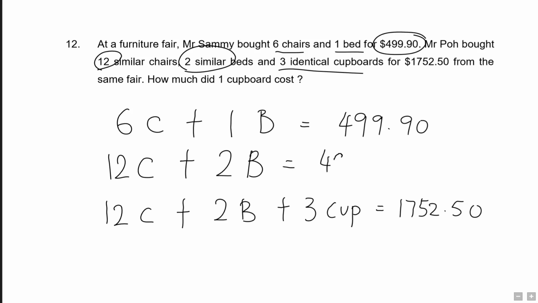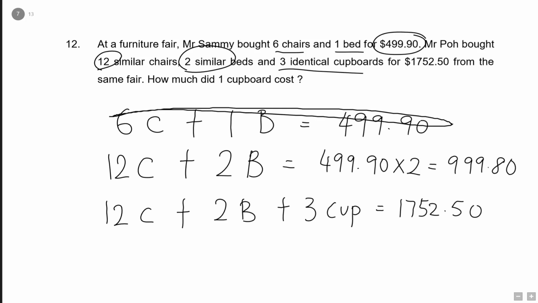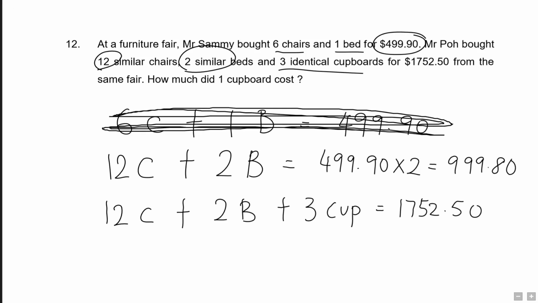Which means that 499.90 is no longer 499.90 because I'm going to double it. Instead of buying 6 chairs, I now buy 12. Instead of buying 1 bed, I buy 2 beds. So of course, instead of paying 499, I have to end up paying double. I multiply it by 2, and I get 999.80. Alright, now what I'm going to do is cancel off this because it's going to get very confusing. I'm going to remove things that I don't need anymore.